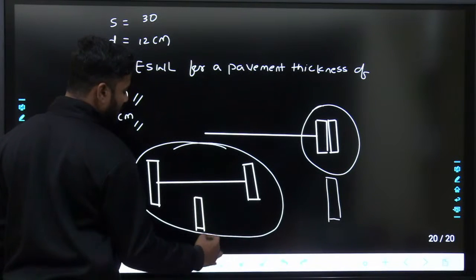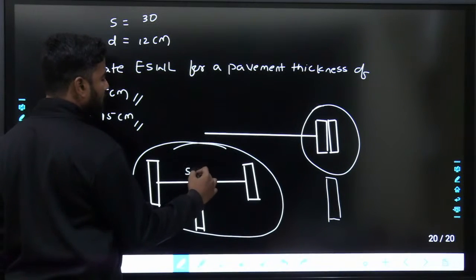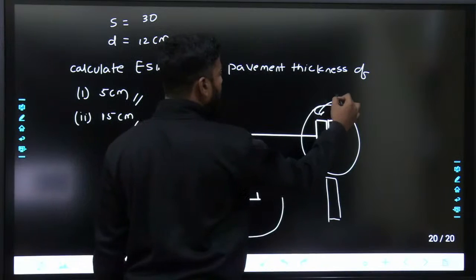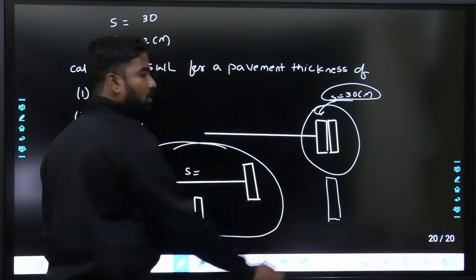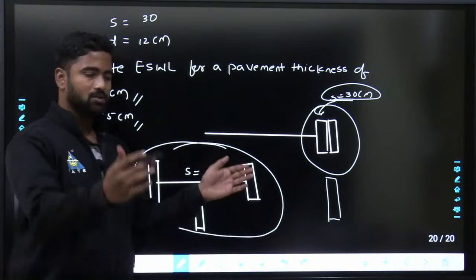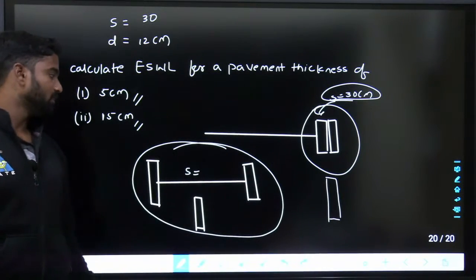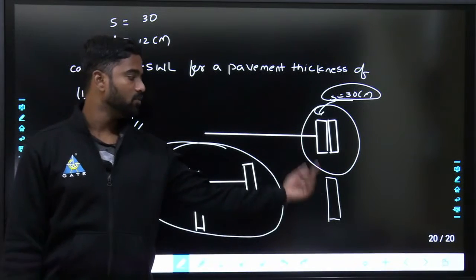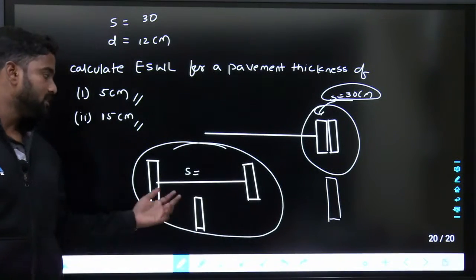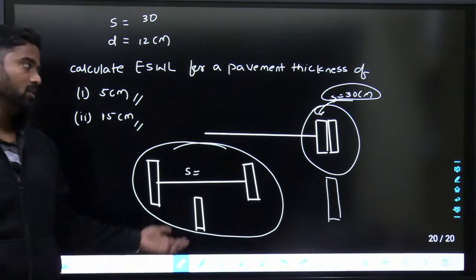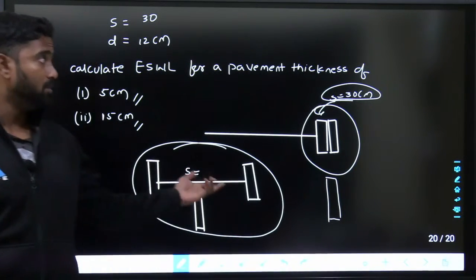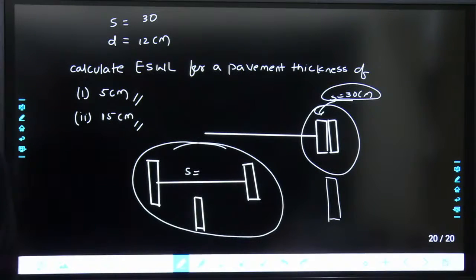But this is a very rare case because S is very high here. Generally I said S will be in the range of 30 centimeters, right? 30 centimeters means only this one only, 0.3 meters. That is a long scale thing. So this is a very rare case. This is generally what we do. But in the examination, if they ask with an S value like 1 meter, 2 meter, you have to take it and solve. So please solve it and give me the value of ESWL.